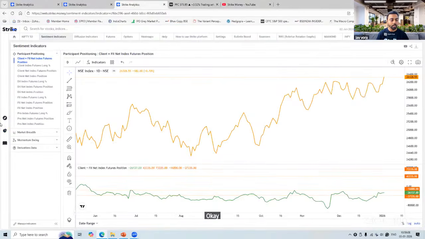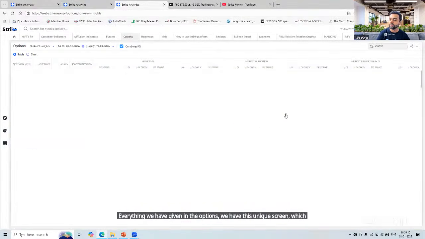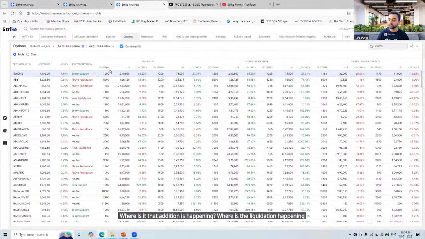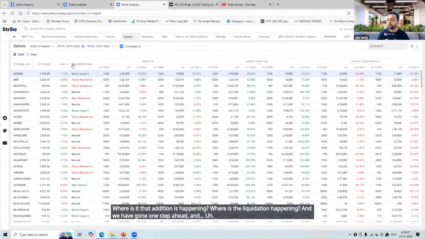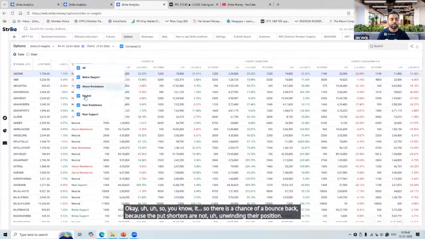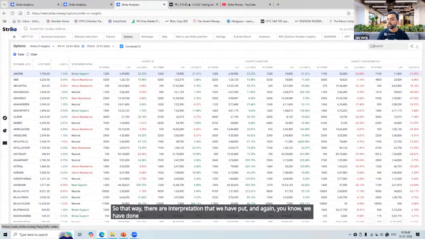So all the features, like you see, options, futures, everything we have given. In options, we have this unique screen, which intraday people might find very helpful: where is the highest open interest? Where is the addition happening? Where is the liquidation happening? And we have gone one step ahead and made those interpretations as well. So if it says below support, it means prices are going below that strike price. There is a chance of a bounce back because the put shorters are not unwinding their positions. That way there are interpretations that we have put. And again, we have done a specific strategy webinar over here as well.